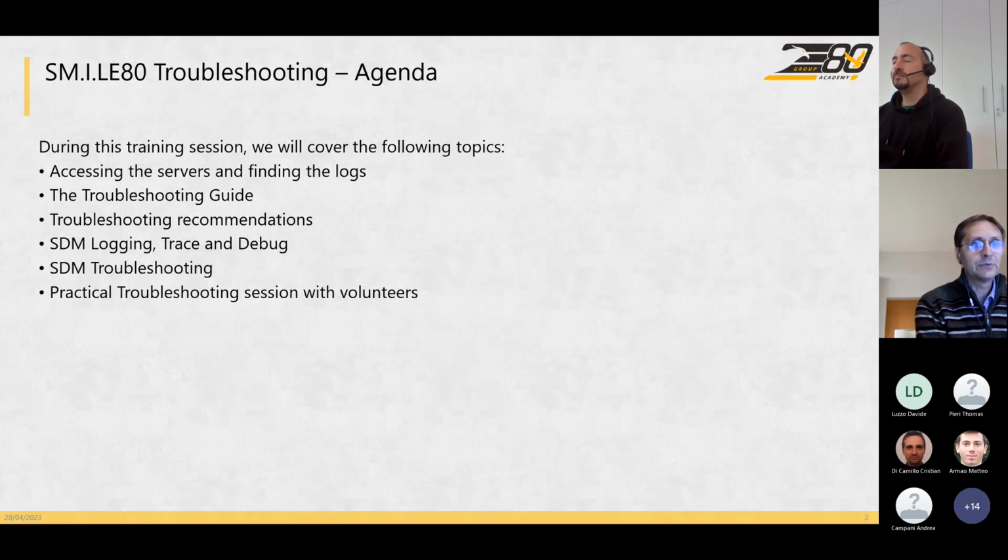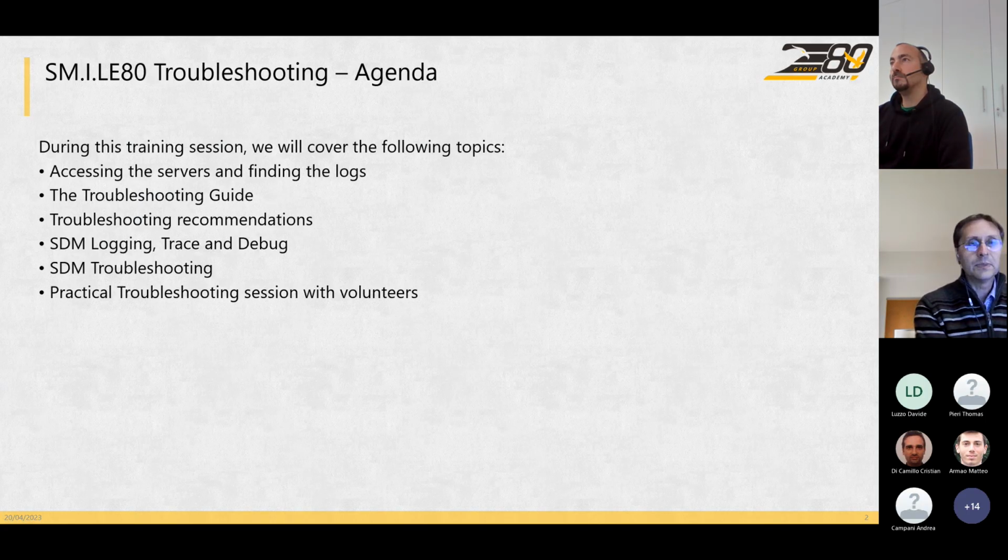to talk about how to access the different servers that make up a Smile 80 solution and how to find where to find the log files to try to understand what's going on in the system. We're going to cover the troubleshooting guide, which is a new document that we created for release 1.1.1.